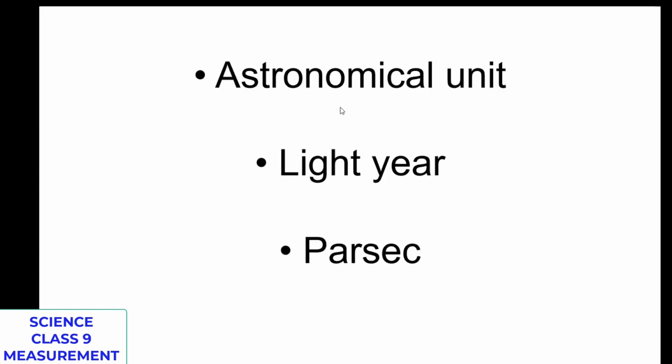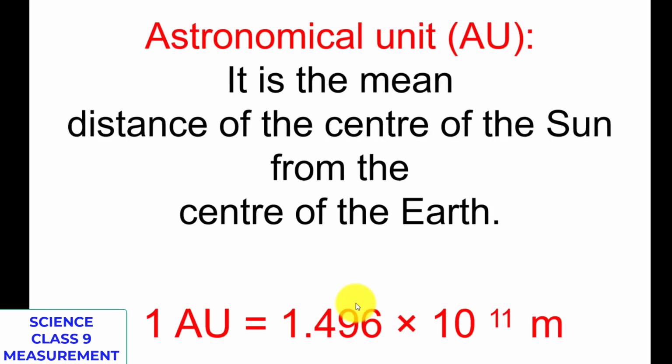Okay, first one is the astronomical unit and light year, parsec. These are all the basic three important large distance measuring units. Now let us see one by one what is astronomical unit, light year and parsec. Okay. Now look at the definition.